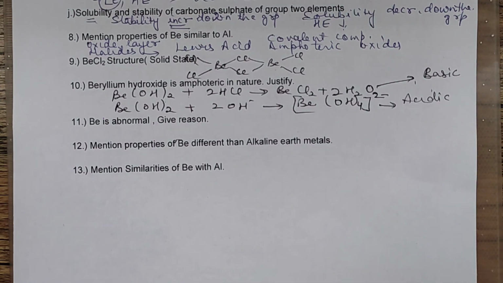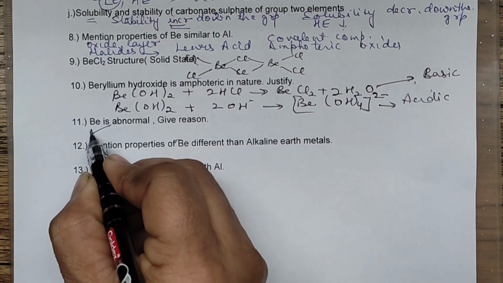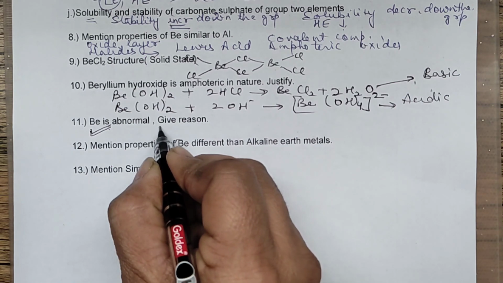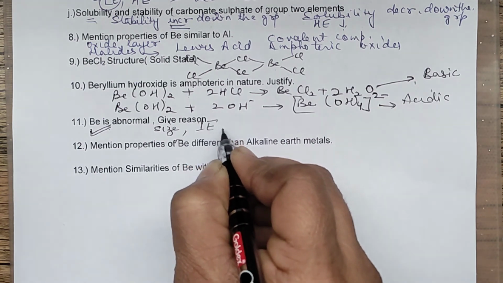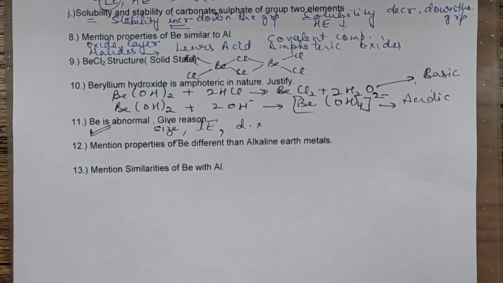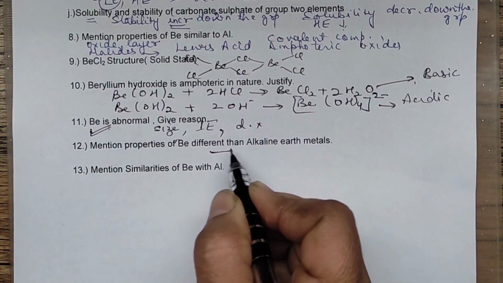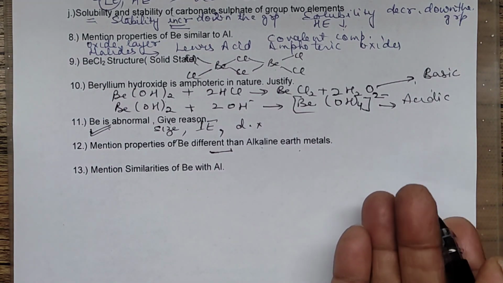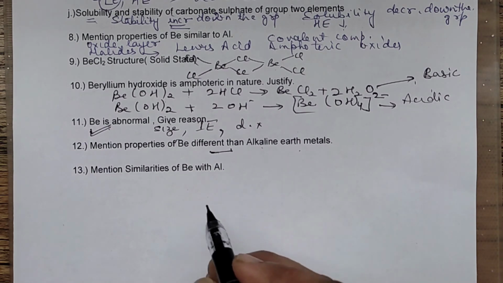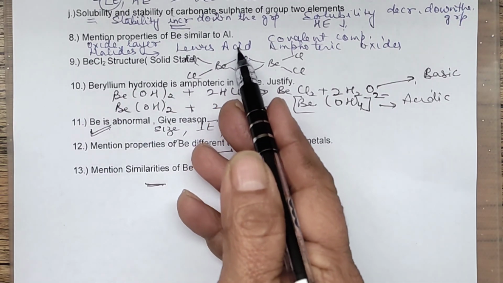Okay. Beryllium is abnormal. We have already done this. Why is beryllium abnormal? Because of its small size, you can write down. You can write down ionization enthalpy is high. You can write down the absence of d orbital. Yes, these two questions are repeated. The properties which are different from the alkaline earth metals will be similar to beryllium. In fact, beryllium and aluminium, we have already done the properties which are similar.